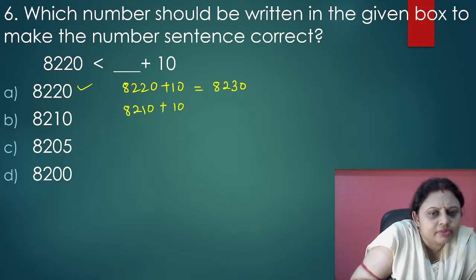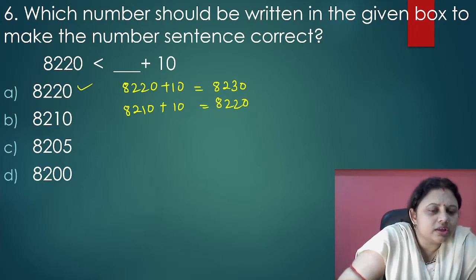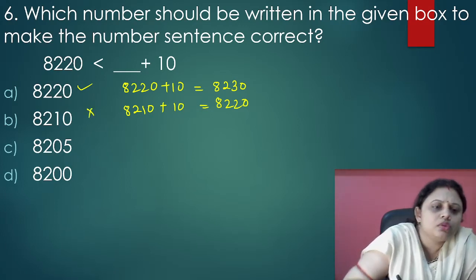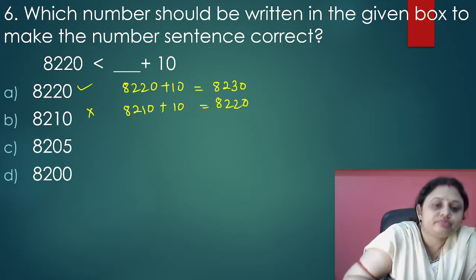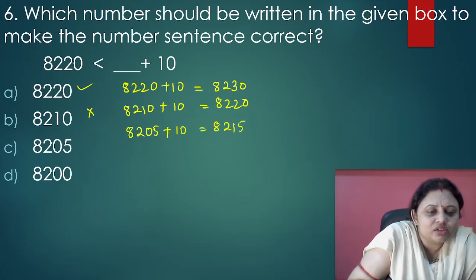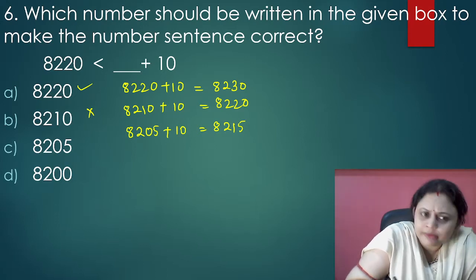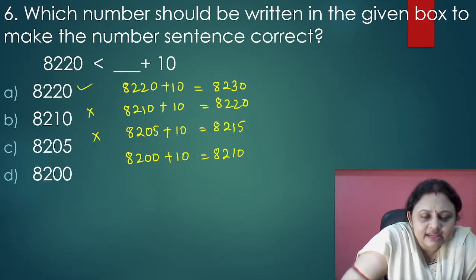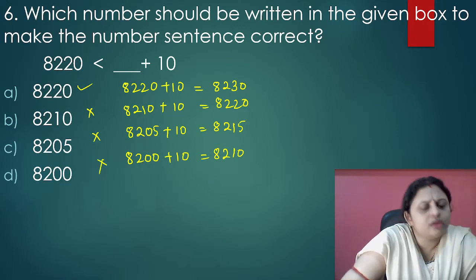8210 plus 10, that is equal to 8220. Okay, so 8220 is less than 8220? No, that is equal to. Next, 8205 plus 10 is equal to 8215. So 8220 is less than 8215? No. Next, 8200 plus 10 is equal to 8210. So is 8220 less than 8210? No. Okay, so which is the correct option?